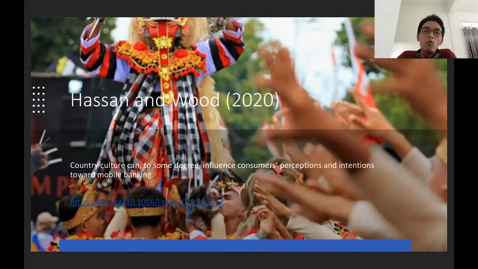And then the last reason why banks are trying to apply information technology or digital banking is that this part is about the country culture. Indonesia is one of the countries with a very rich culture, and the culture itself, to some extent, has become the promotion of the country itself. So if the promotion is delivered using the smartphone, to some degree it could influence customers' perception and intention toward mobile banking.